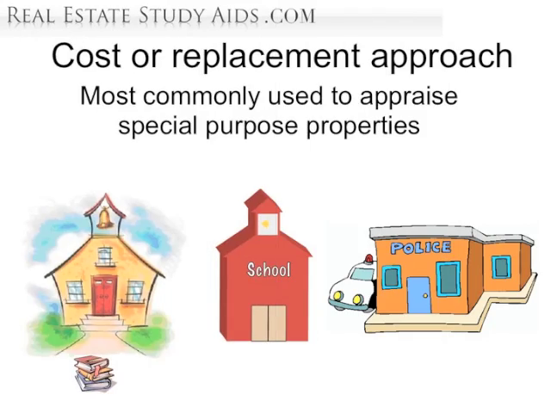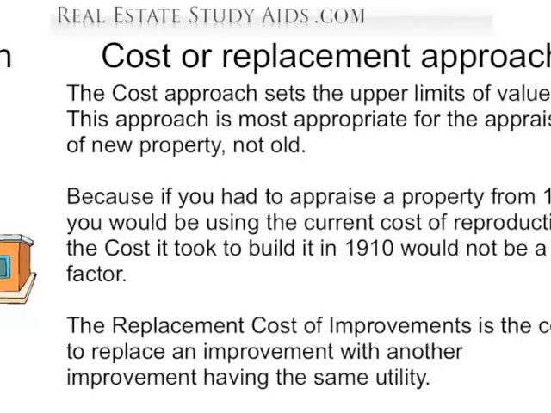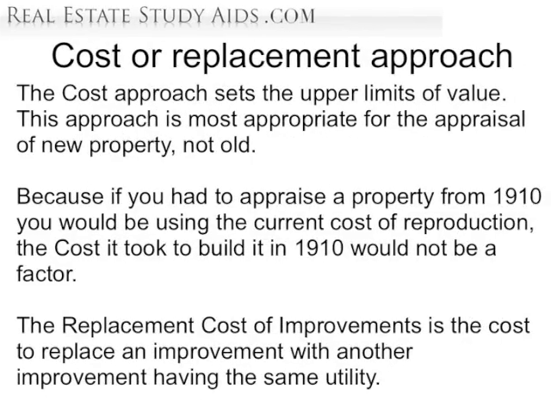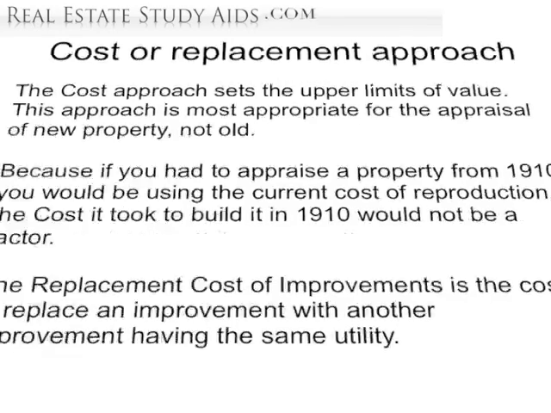This is most commonly used to appraise special purpose properties such as libraries, schools, and police stations. The cost approach sets the upper limits of value. This approach is most appropriate for the appraisal of new property, not old. Because if you had to appraise a property from 1910, you would be using the current cost of reproduction; the cost it took to build it in 1910 would not be a factor. The replacement cost of improvements is the cost to replace an improvement with another improvement having the same utility.